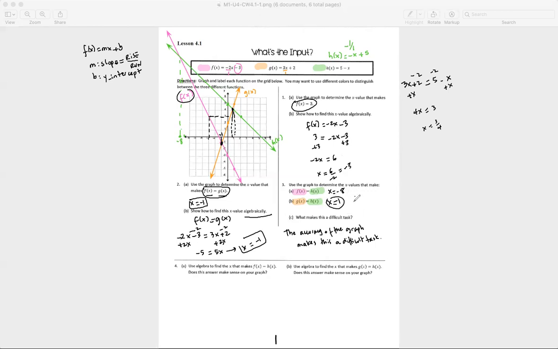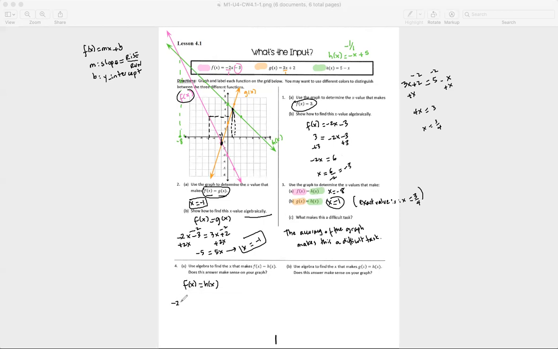This is not correct. The actual value, or exact value, is 3/4 or 0.75. Okay, so this was number 3. Number 4, part A, use algebra to find what makes it equal. So again, what we just talked about. We're going to use algebra to see when f of x is equal to h of x in this case.